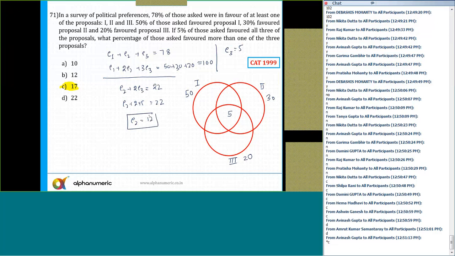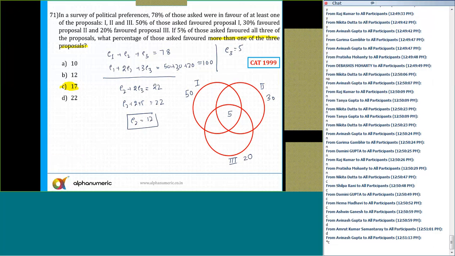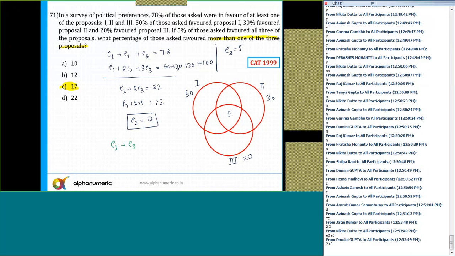Now look at the language of the question. What percentage of those favored more than one of the 3 proposals? So I need to calculate E2 plus E3. E2 is equal to 12 and E3 is equal to 5. So the answer is 12 plus 5, 17... the answer is option C.